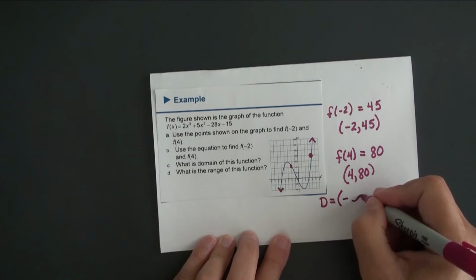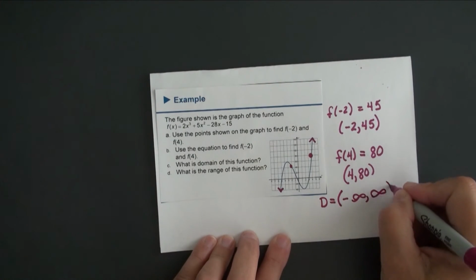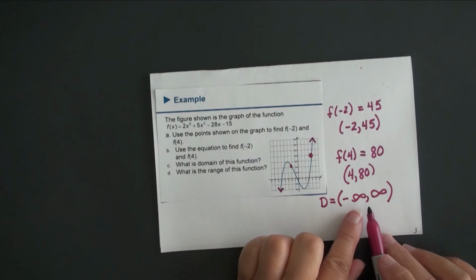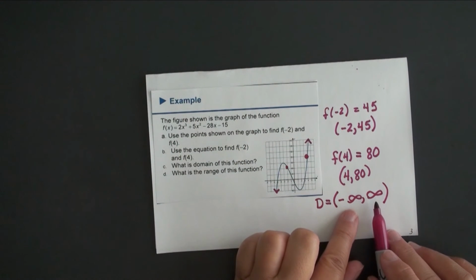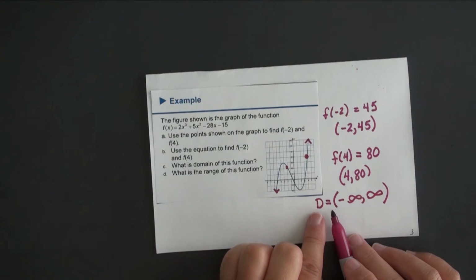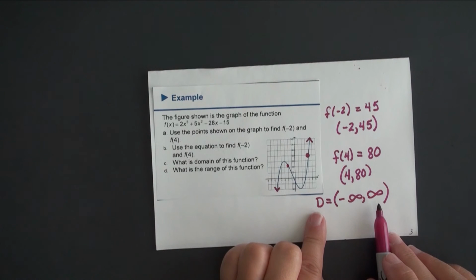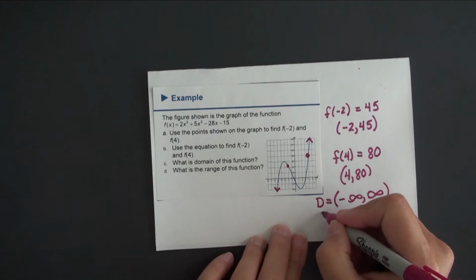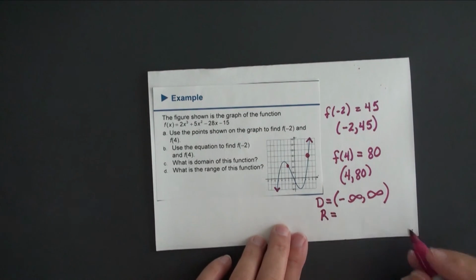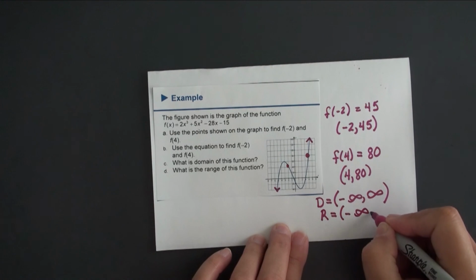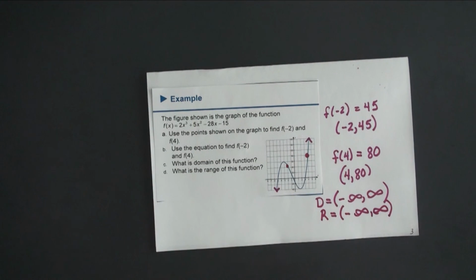So our domain is all real numbers. And to write all real numbers in interval notation, you're going to use the symbol for infinity, which is a sideways 8. So our domain is from minus infinity to infinity because there is no leftmost point and no rightmost point. Now our range is the same, negative infinity to infinity, because there is no lowest point and there is no highest point, because the indicated arrows tell us it goes up forever and down forever.